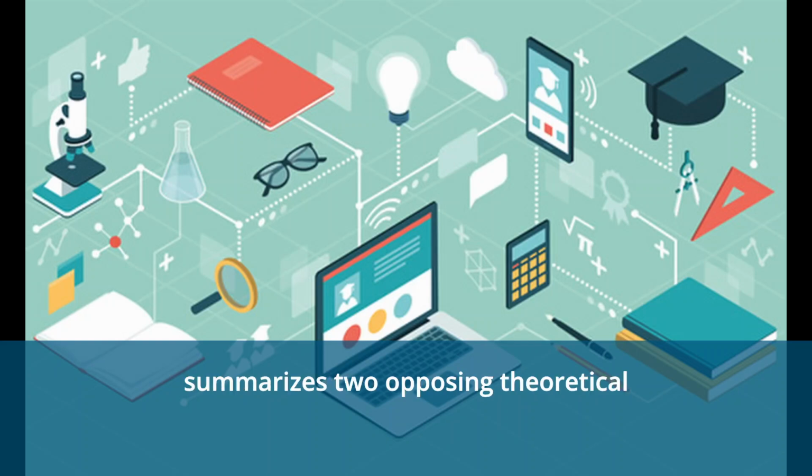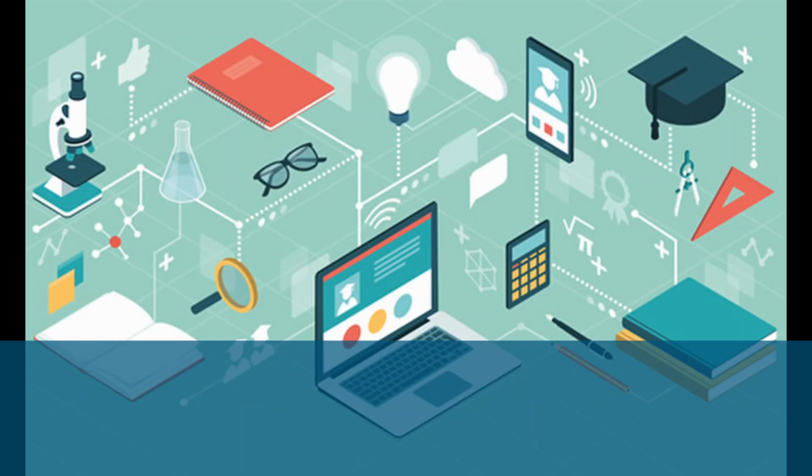The handbook summarizes two opposing theoretical positions. Media are neutral vehicles that deliver instruction. In this view, the instructional methods employed by designers are what matter. The medium is irrelevant. Media are non-neutral and have specific cognitive characteristics that influence learning. Different media engage different cognitive processes, making the choice of medium a pedagogically significant decision.